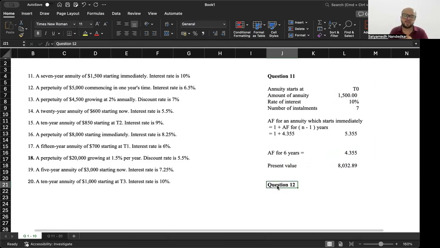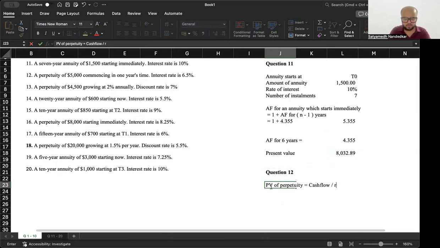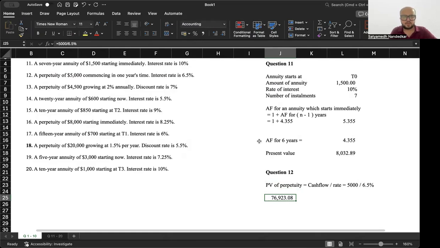A perpetuity of 5,000 commencing in 1 year's time, interest rate is 6.5%. Present value of a perpetuity is cash flow upon rate, which is how much? 5,000 divided by 6.5%, which is 76,923.08.